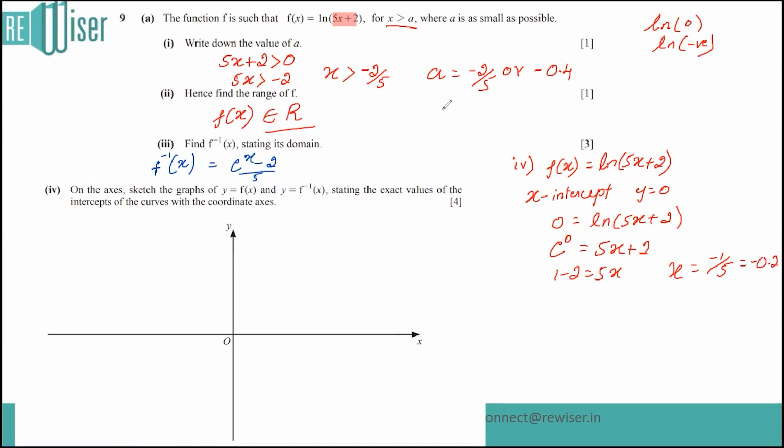Next, the y-intercept. The y-intercept is when x is 0.